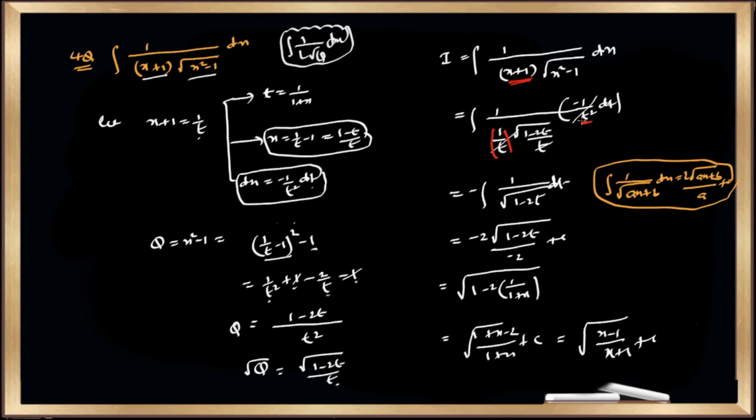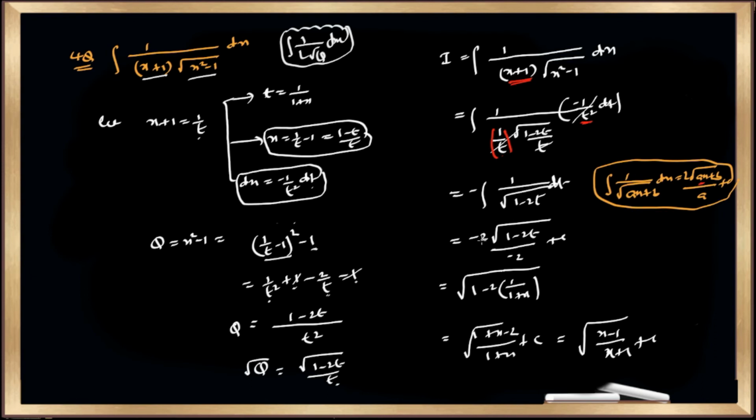So this 1 by t square, from here 1 by t and here 1 by t, t into t square gets cancelled. Still the minus is there: minus 1 by root over 1 minus 2t. Now this is in the form of 1 by root over ax plus b, and its integration is 2 times root of ax plus b, by the coefficient of x, a.